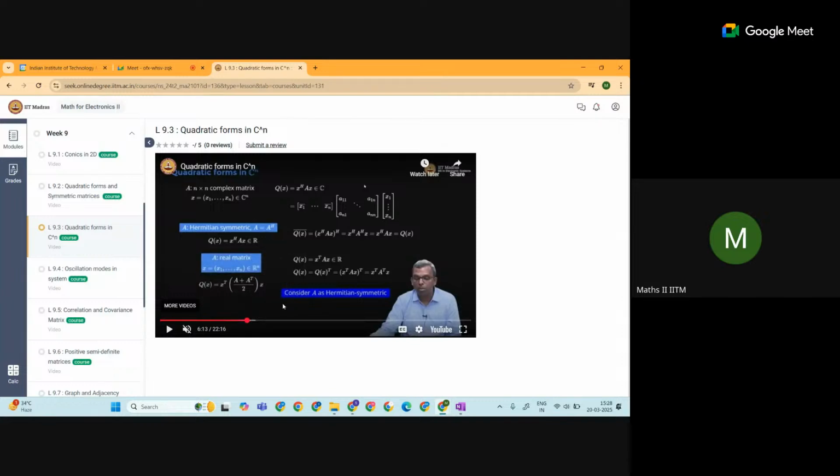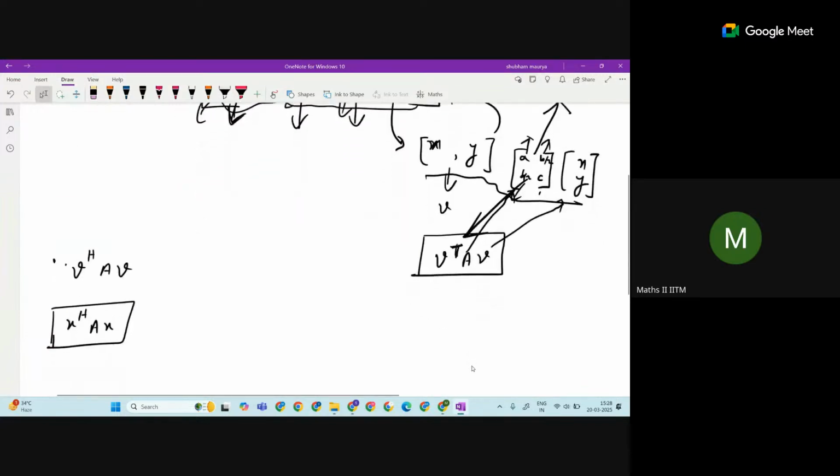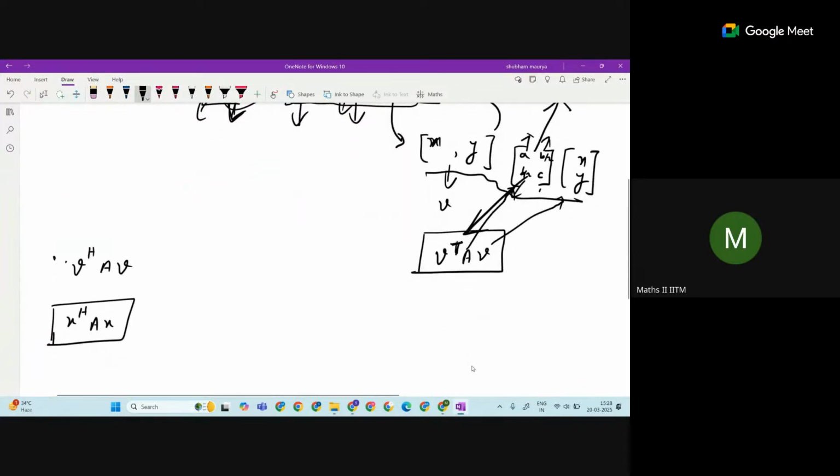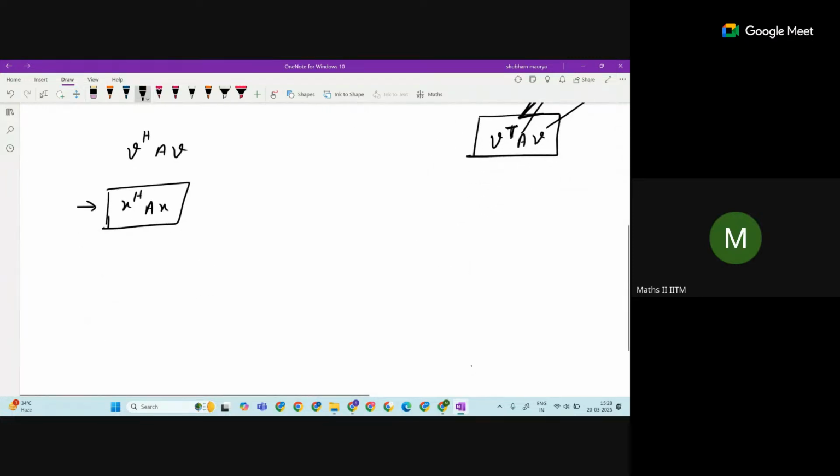So the professor is introducing here the Hermitian. So in the case of this form, this matrix A is going to be a Hermitian matrix. Okay, this is always going to be a Hermitian matrix.